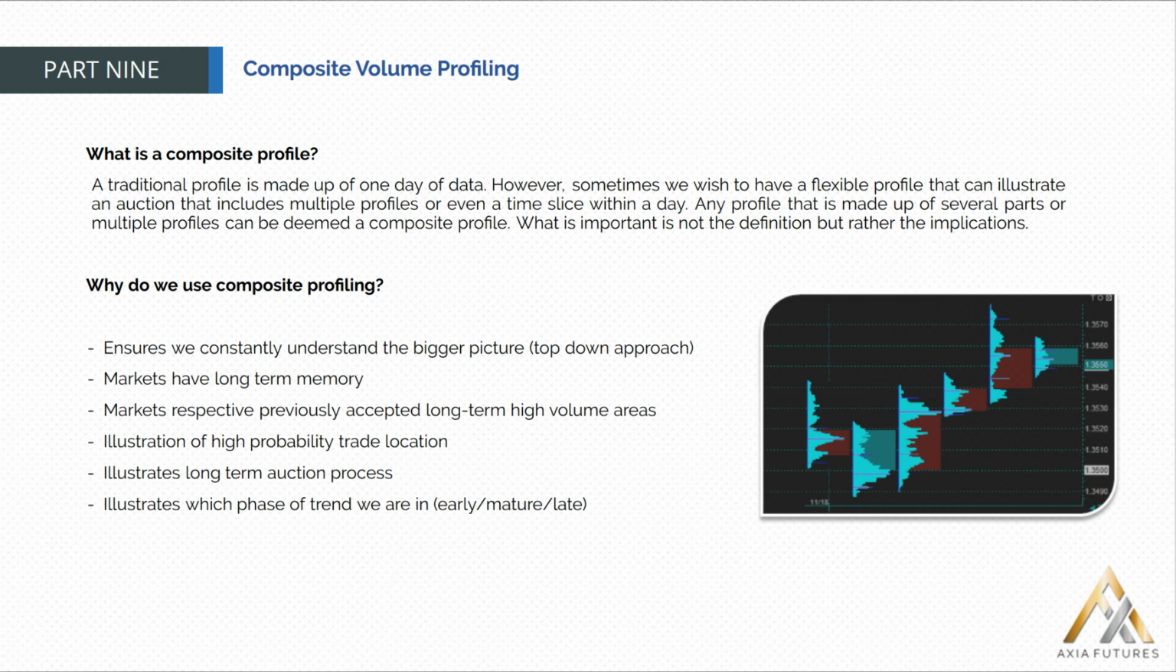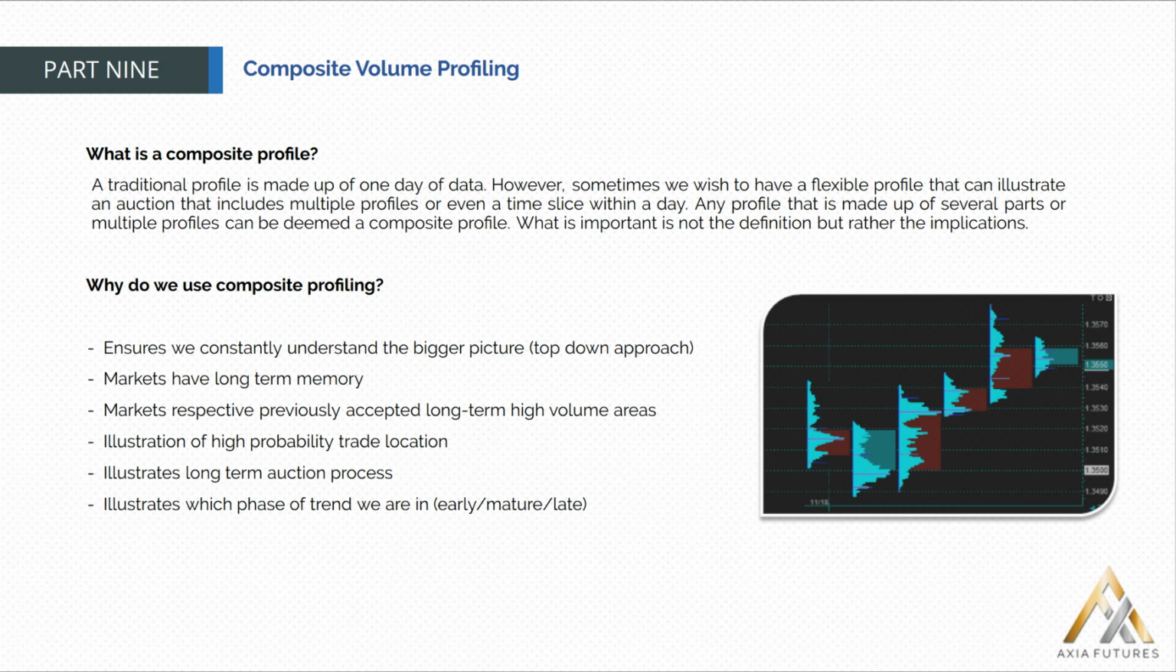Then, as mentioned before, markets tend to respect previously accepted long-term high volume areas. In other words, a series of prices that has been accepted as fair value by the market, that should tend to be revisited at some point in the future and maybe even become fair price again. Also, composite profiles can illustrate to us where high probability trade location may be. So if, for instance, over a period of a couple of days and weeks, we've seen that the market has been accepting a lot of value and then suddenly shoots away from value, we can pick up where good trade location would be just using composite profiles.